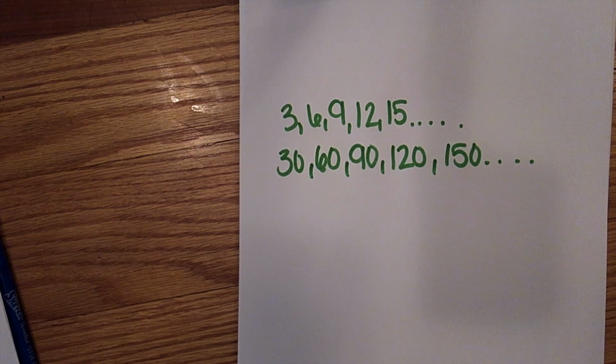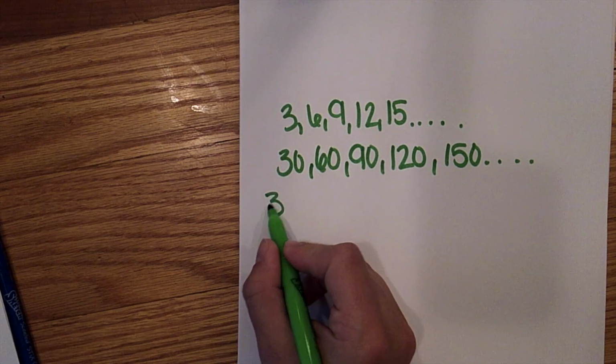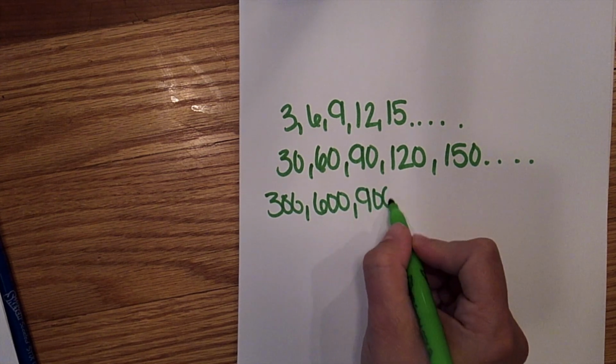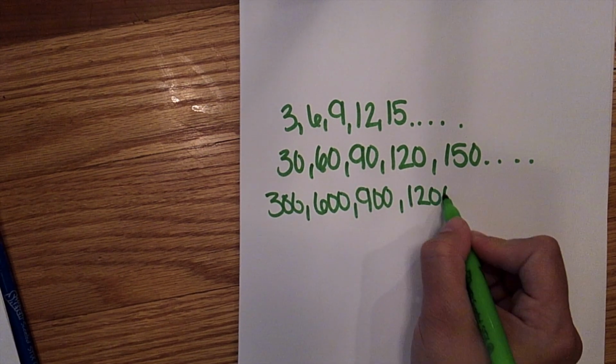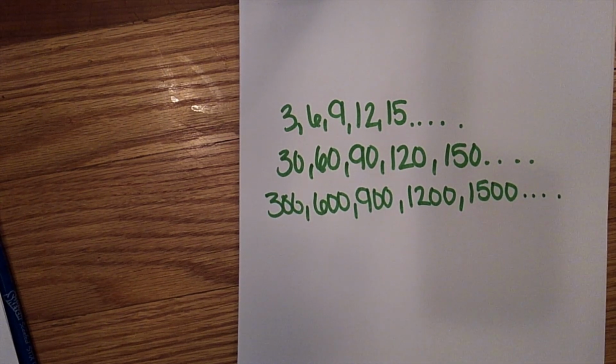If they get that right, you're going to say, I'm going to challenge you again. Count by 300s to 3,000. And so they're going to say 300, 600, 900, 1,200, 1,500, and so on.